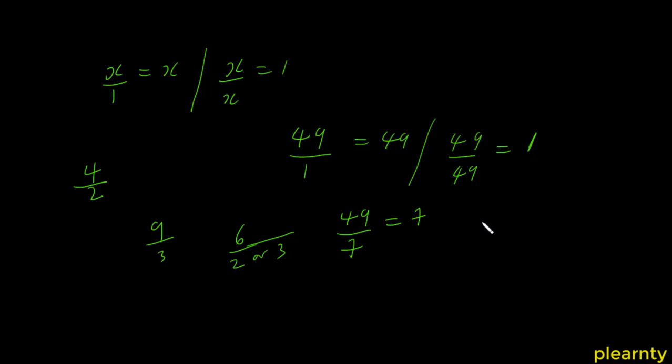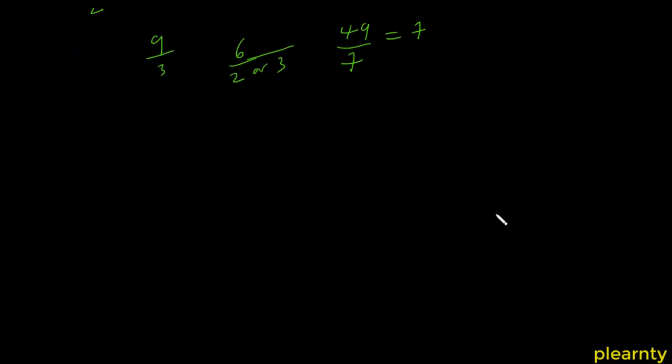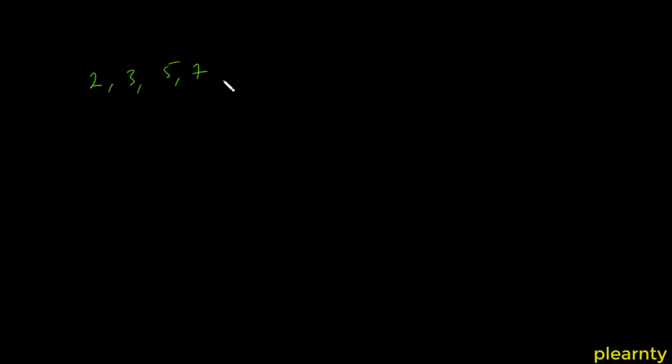So if there is any number that falls into this category, we can say that number is a prime number. Let's look at some examples like 2, 3, 5, 7, 11, 13, 17, 19, 23, and so on.